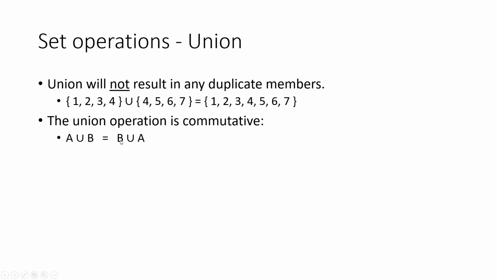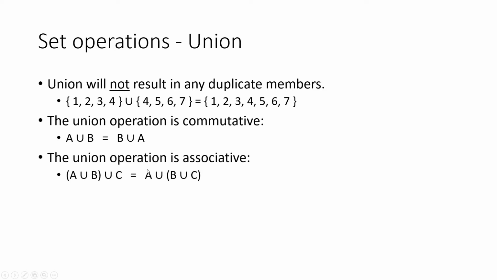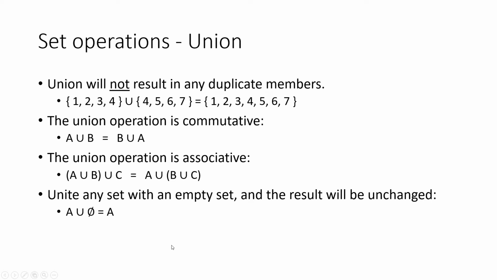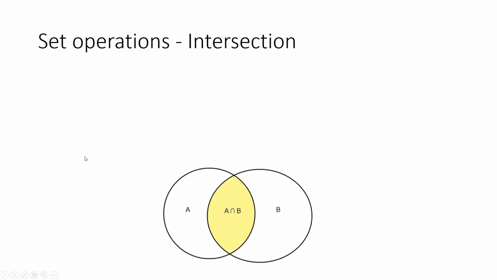Now union is commutative. A union B is equal to B union A. It's also associative, so you can take the brackets around A union B when it's union with C and put them on B union C instead. You can move the brackets around as long as it's all unions. We're all good. You can unite any set with an empty set. There's the empty set there. If you have A union empty, you'll get A. It's kind of equivalent to saying A plus 0, I guess.